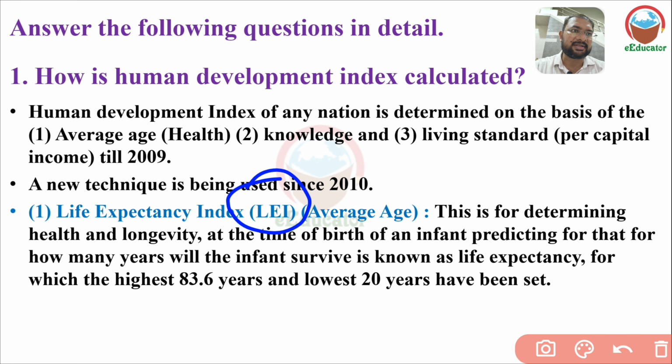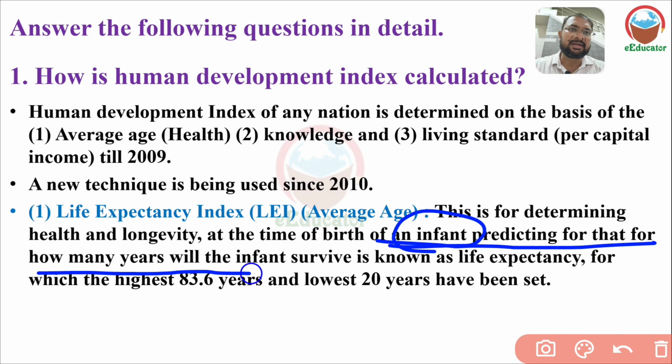The first one considers average years; you look at the life expectancy index. This is for determining health and longevity. Longevity means how many years a human being lives after birth. At the time of birth, when an infant, boy or girl, is born, they predict how many years the infant will survive.